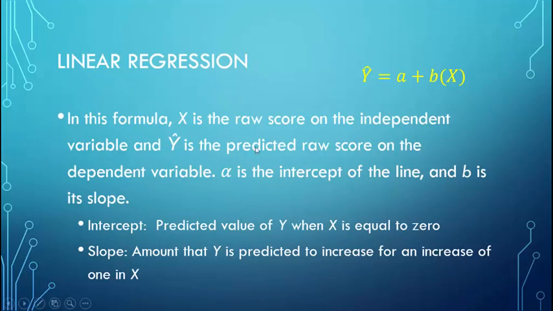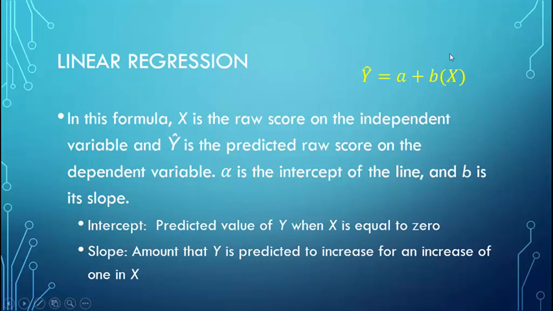So for linear regression, we have a formula. This is y with this little symbol over the top. We call it y hat, or that's your predicted y-score, and that's based on this equation, a plus bx. This is the equation for a line, where a is your y-intercept, b is your slope, and x is the person's score on the independent variable.